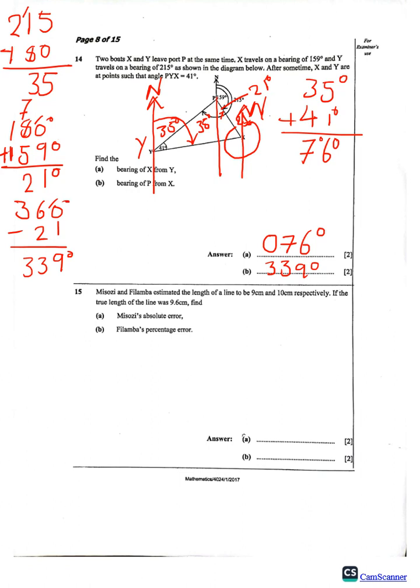Now let's move on to question 15. Misozi and Filamba estimated the length of a line to be 9 centimeters and 10 centimeters respectively. If the true length of the line was 9.6 centimeters, find Misozi's absolute error. So let's begin by writing the formula for the absolute error.